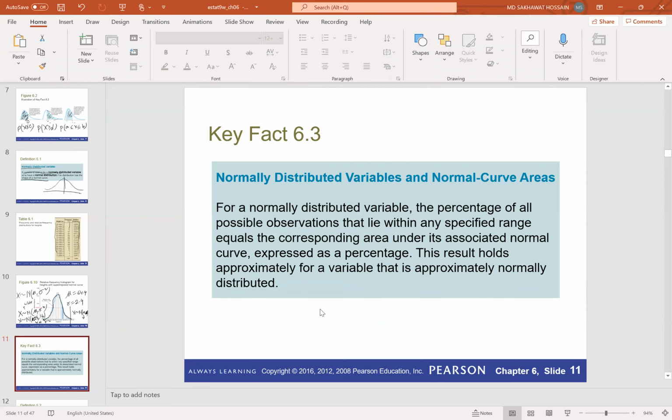Okay, so normally distributed variables and normal curve areas. For a normally distributed variable, it is the same as for a general density curve. The percentage of all possible observations that lie within any specified range is equal to the corresponding area under its associated normal curve.